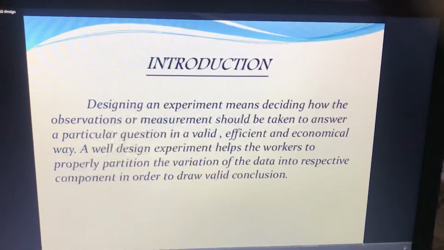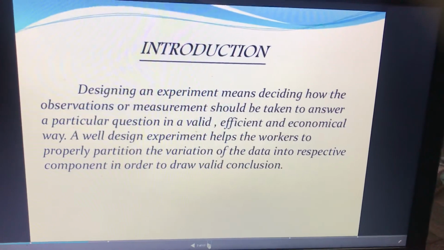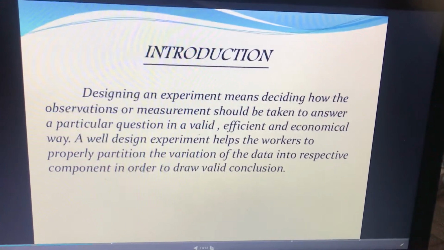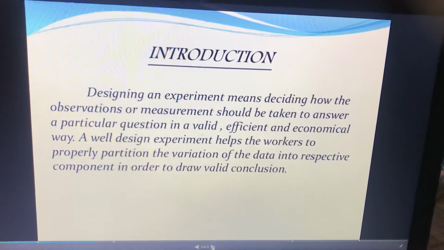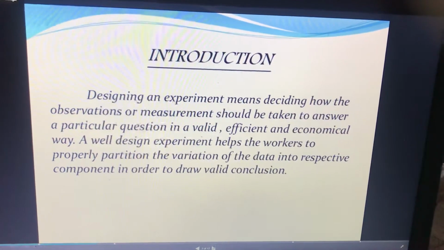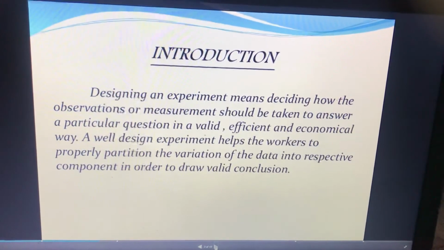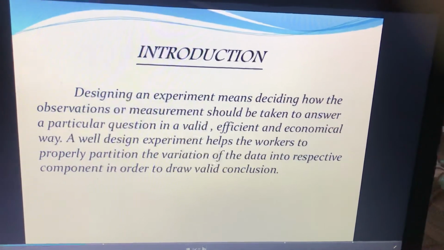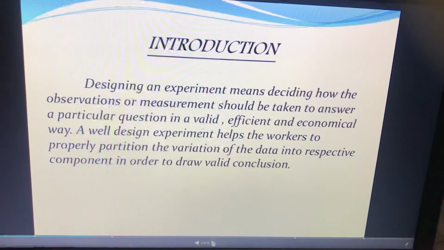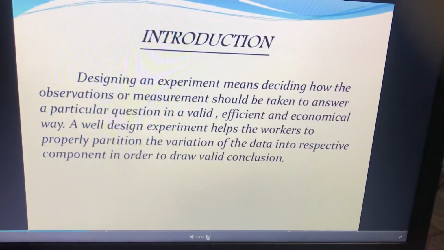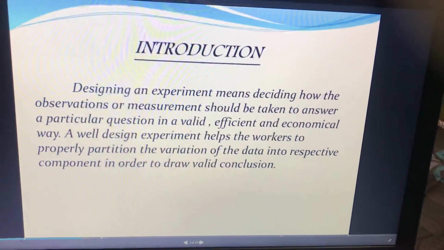So in this introduction, what is design of experiments? In designing, we are dividing an agriculture plot into different subgroups and analyzing the data. We are analyzing the error: how much error, what the defective elements are, and how we have to remove those errors. Designing an experiment means deciding how observations or measurements should be taken to answer a particular question in a valid, efficient or economical way. A well-designed experiment helps the workers to properly partition the variation of the data into respective components in order to draw valid conclusions. So this is the introduction.